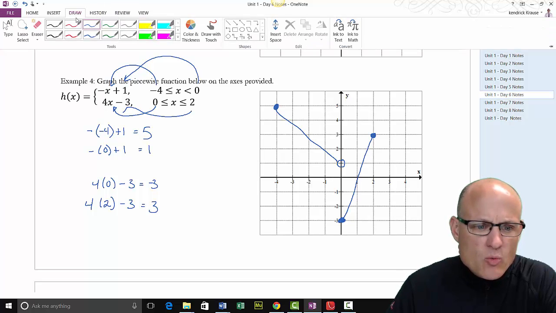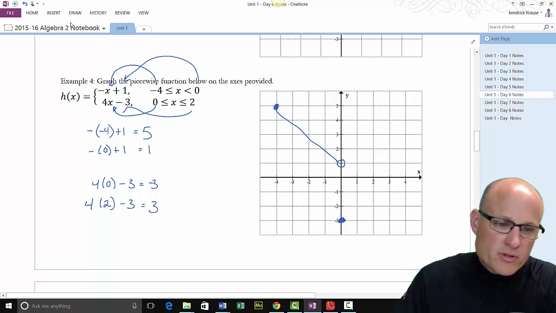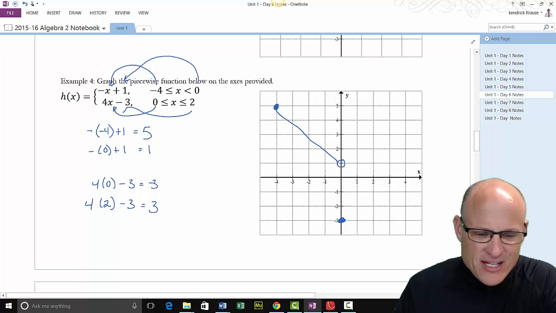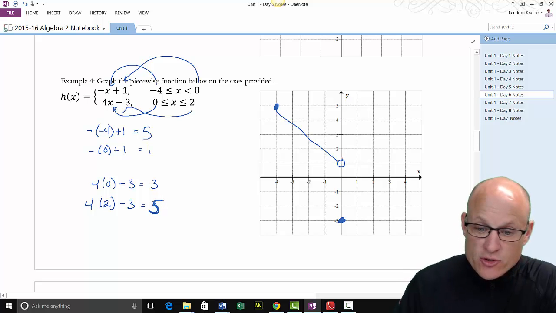Yeah, how about we look at that again? Somebody's probably saying, that guy is a complete and total moron. 4 times 2 is 8. 8 minus 3 is 5. So it should be 2, 5. Closed circle because it said equal to.